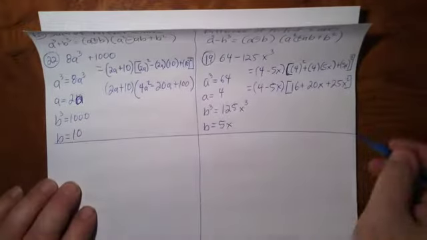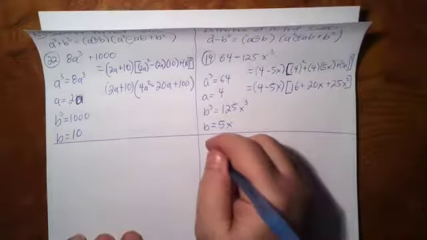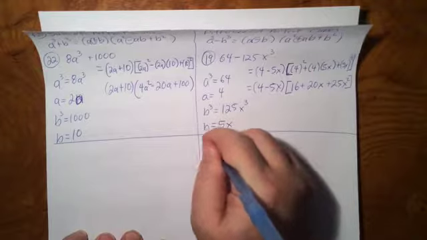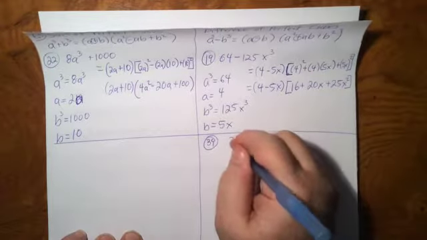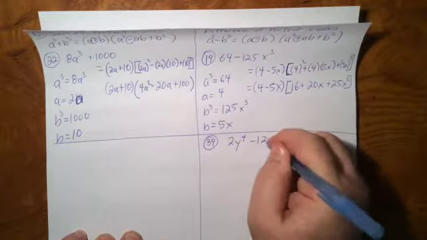Let's see if we can find a few questions that may throw in a few tricks to try to trip you up. So here's a problem. Not too difficult numbers, but does contain a little trap. Number 39. This is going to be 2y to the fourth minus 128y.